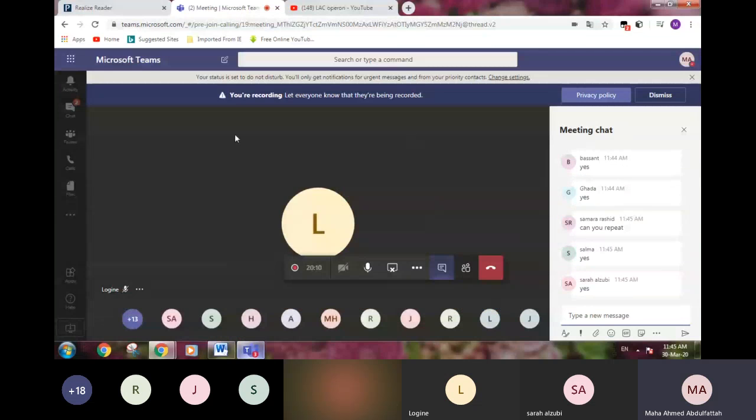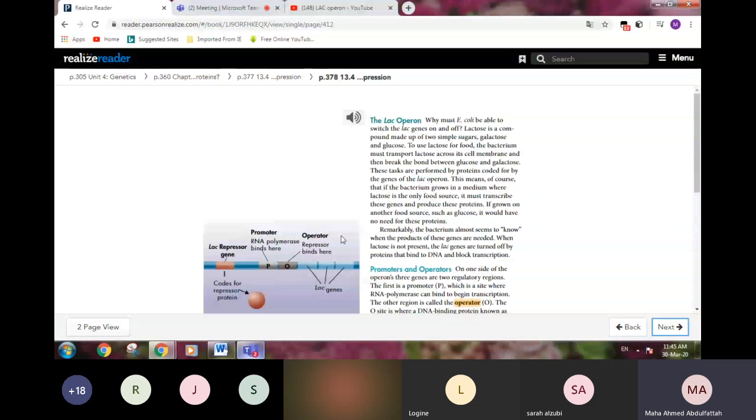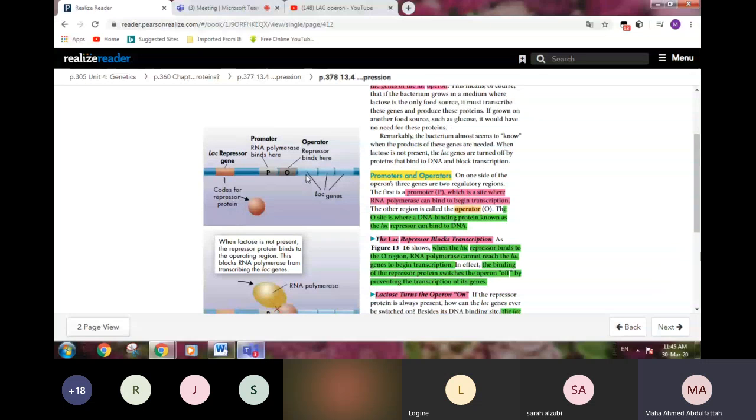Okay, I will repeat again what the meaning of operon is. Let's move to the figure here. You see here, this is a segment of DNA. I just want you to concentrate here. These are genes. These three things here, aside to each other, are three genes. We call them lac genes. Lac refers to the sugar lactose.